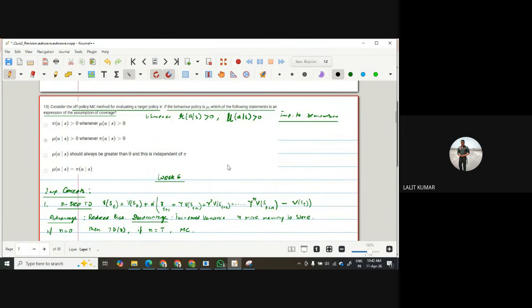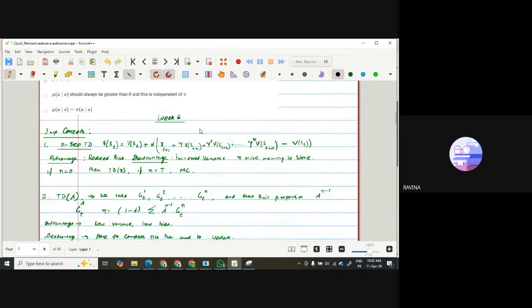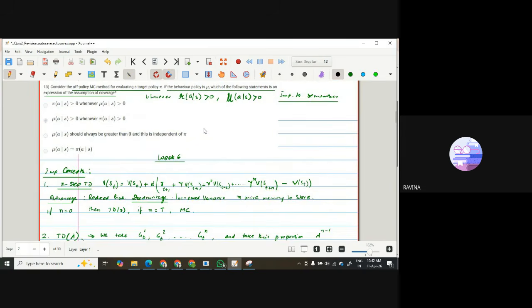Now this we have already covered: whenever pi(s,a) is greater than 0, mu will also always be greater than 0. This is a very important question. And the reverse need not be true. Because the behavior policy might be showing it, but it may not be your actual policy.